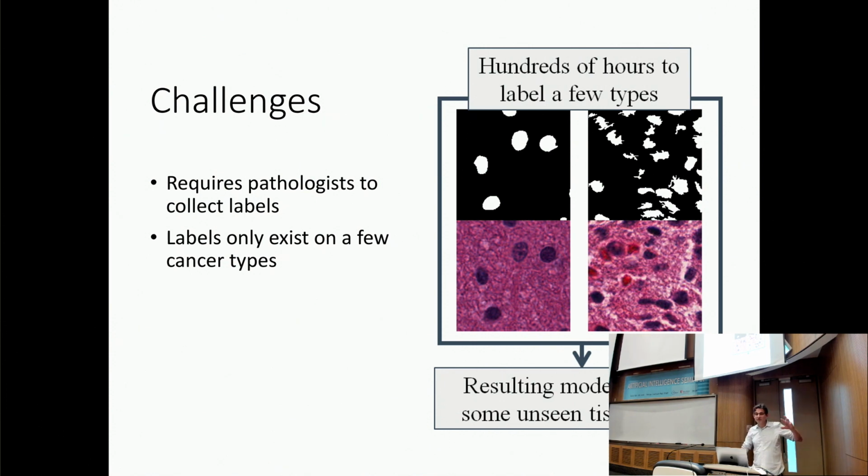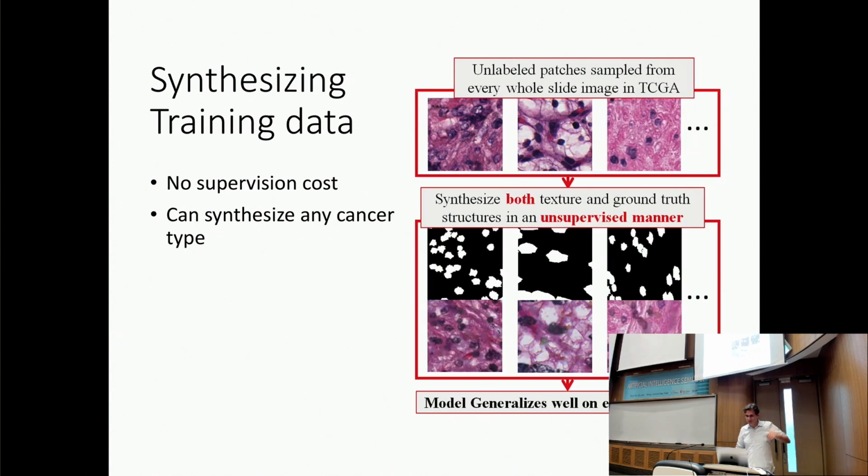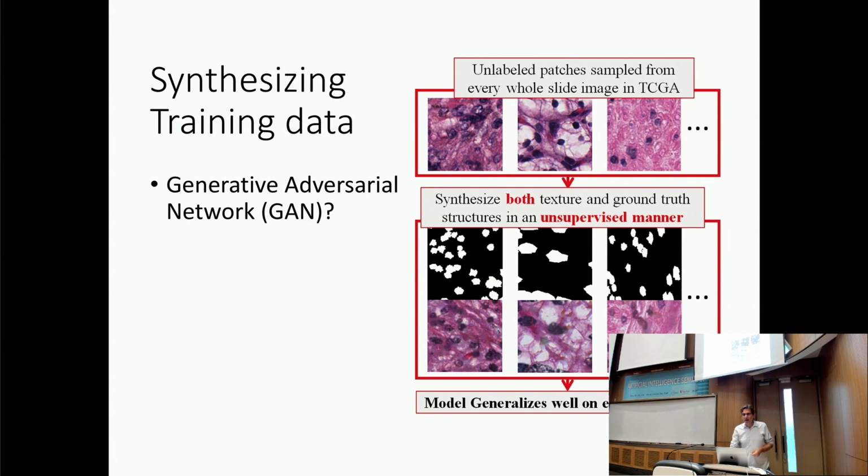So, as I've said, it takes hundreds of hours at $200 an hour to label just a few types. And the moment you train a model on just a few types of cancer and you try a different type of cancer, it won't work. So we try to synthesize both the texture and the ground truth structure in an unsupervised manner and have a model that can generalize to every tissue.